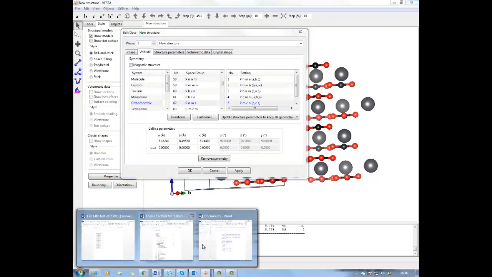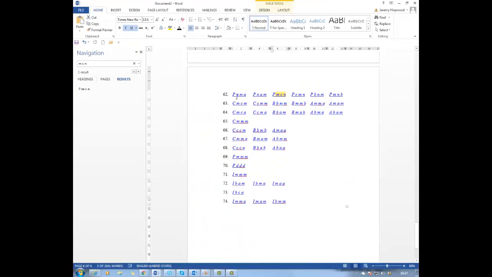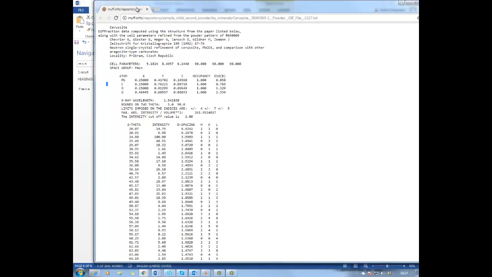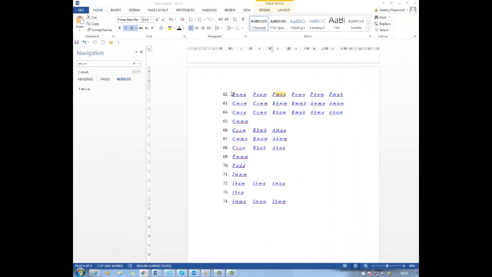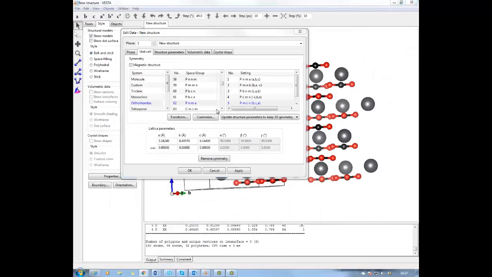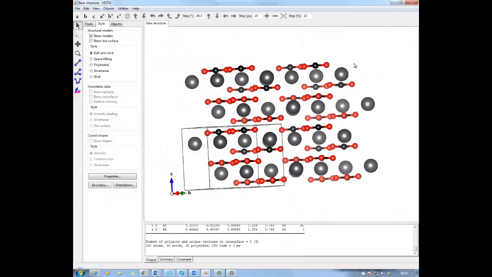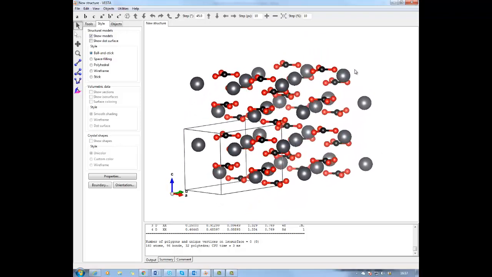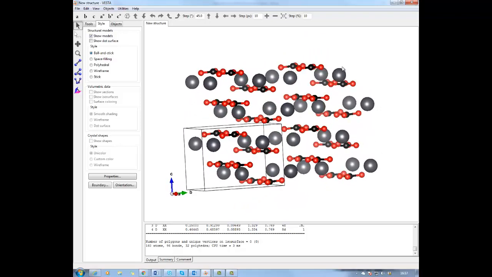So if I go back to my Word document, it's 62 PNMA, which is the same as PMCN, and PMCN is the same as what's on here, PMCN. So in other words, it's number 62 that you want. So number 62, that's fine. So now this is my structure of cerussite.